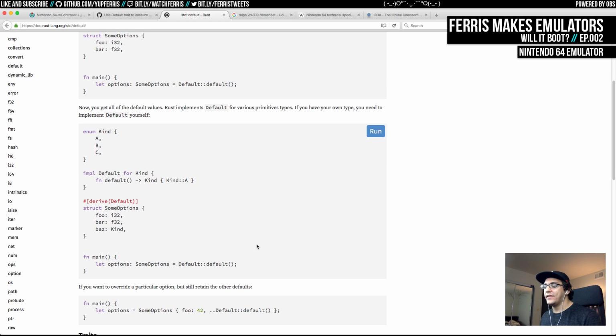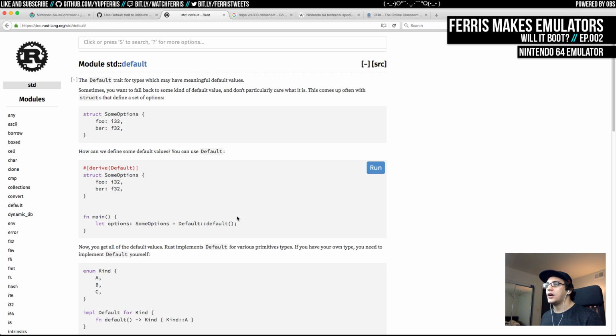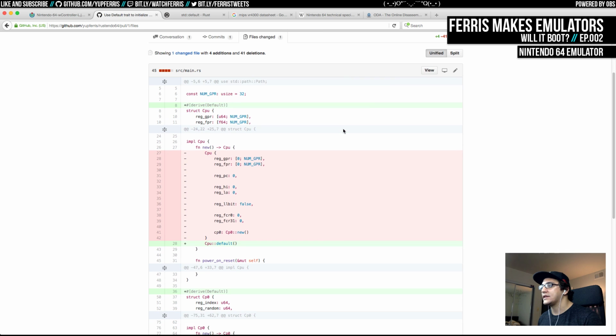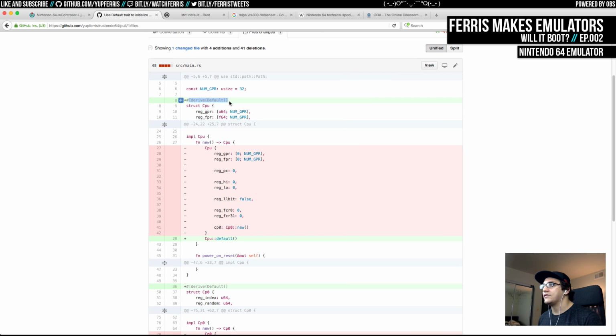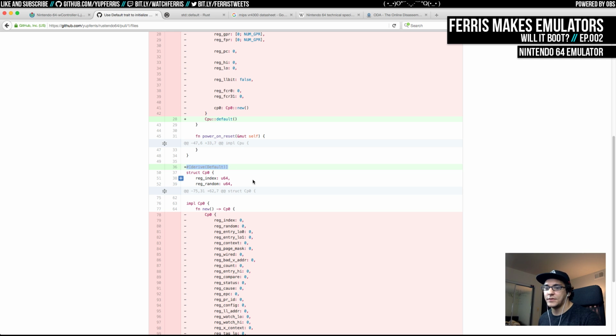And then this, of course, goes into more detail in the Rust documentation about, what if your struct also had a different struct that didn't have Default on it? Well, then you get a compiler error, all that kind of fun stuff. But anyway, I believe Zorend did this pull request. So what he did is he went ahead and derived Default on our CPU struct, and had function new return defaults. I may actually change that, but we'll see. And he did the same thing for CP0.